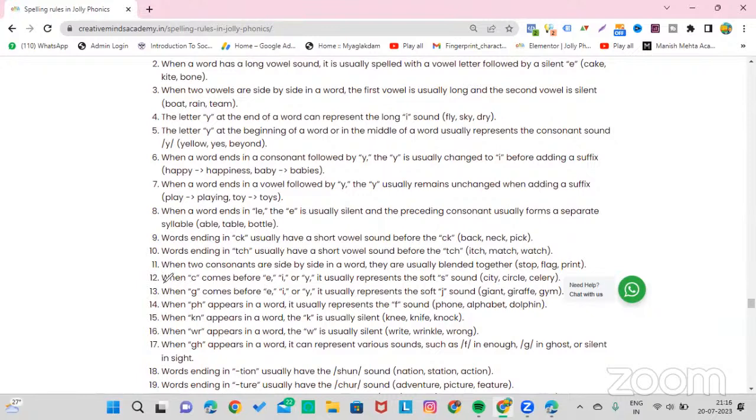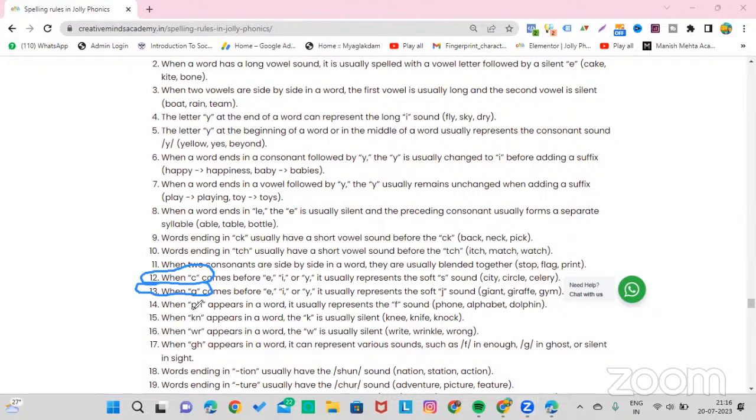Then this 12th one, who will tell me which rule is this? What is the name of this rule, 12th and 13th? Can you type in the chat box? Yes, soft C and soft G we have done.